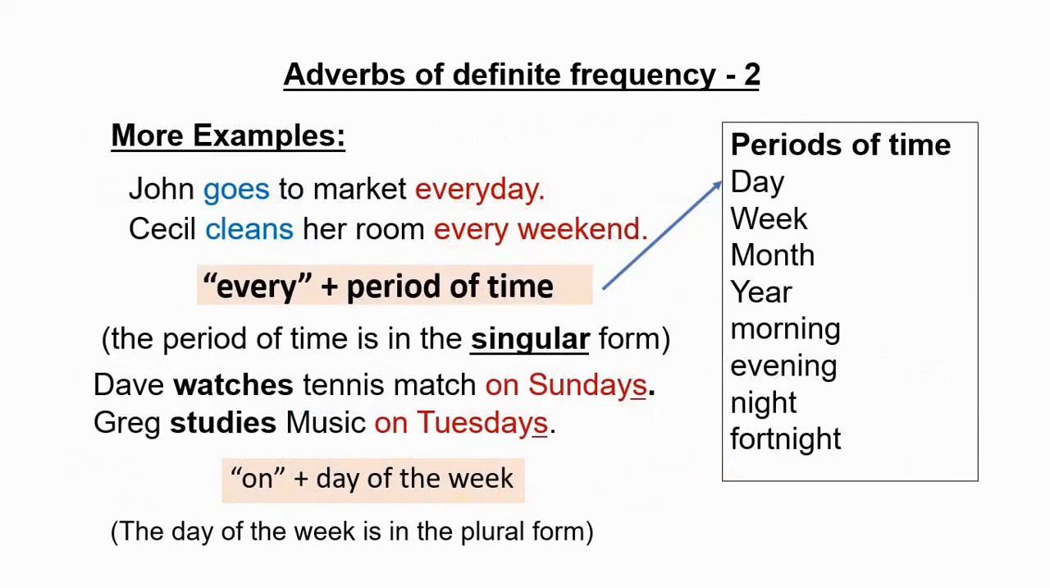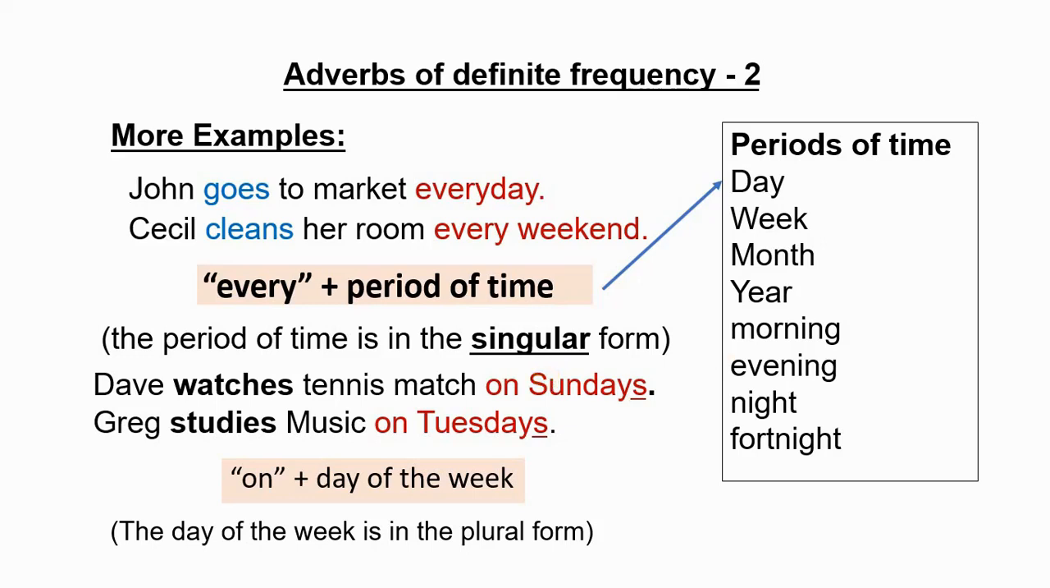More examples. John goes to market every day. Cecil cleans her room every weekend. So here the form is every and then a period of time. And very important, the period of time is in the singular form. Again, guys, don't forget, very important, the period of time is in the singular form.